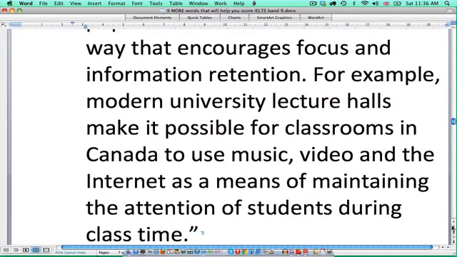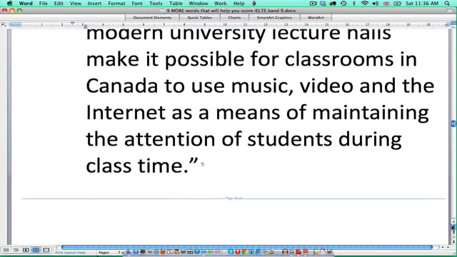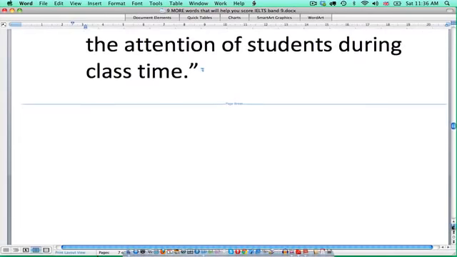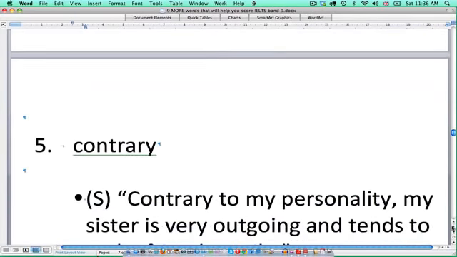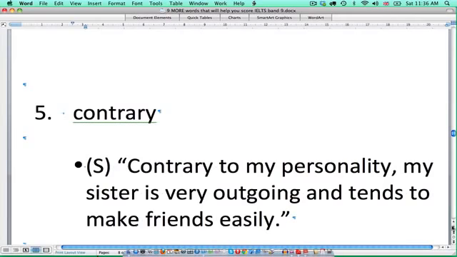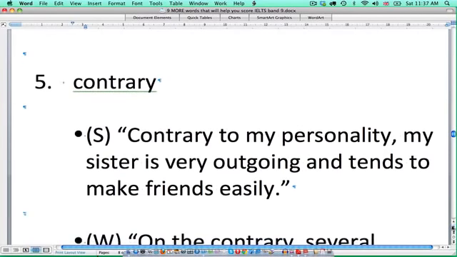Okay, word number 5 is contrary, and I imagine many of you are familiar with this word. Contrary is a word that we can use to introduce an opposing idea, or to flip a discussion and talk about something that's kind of opposite.